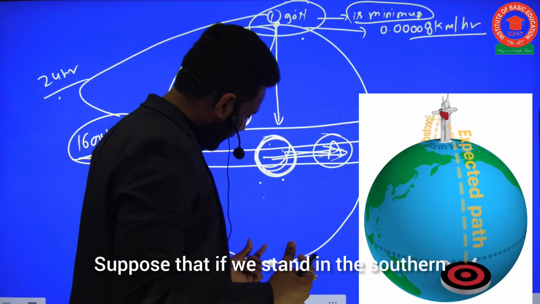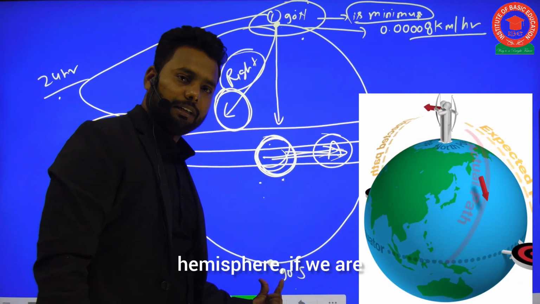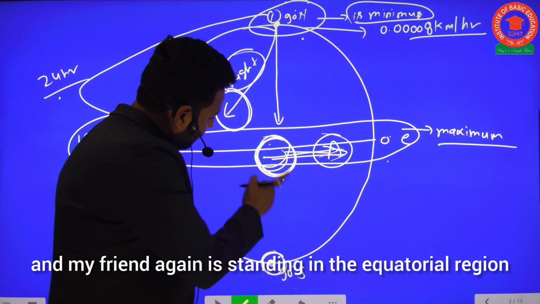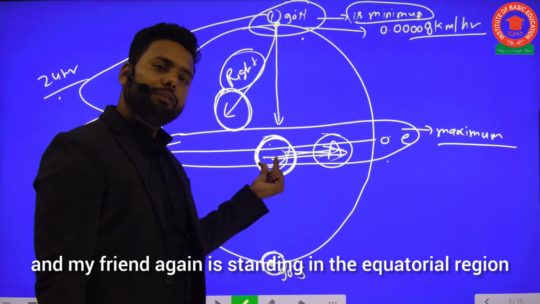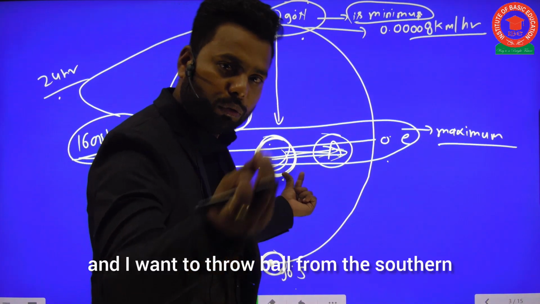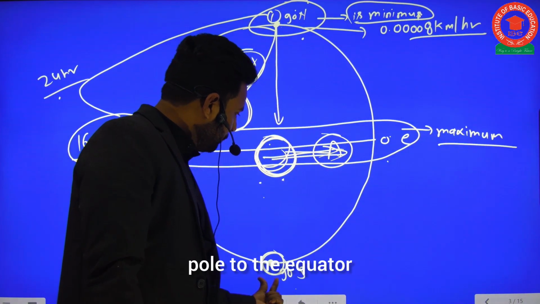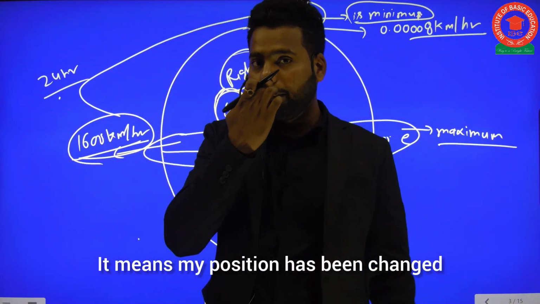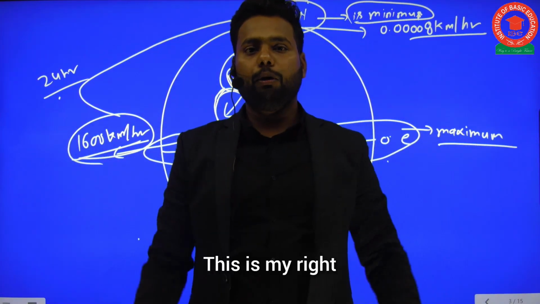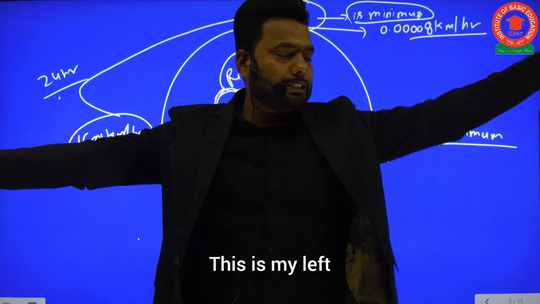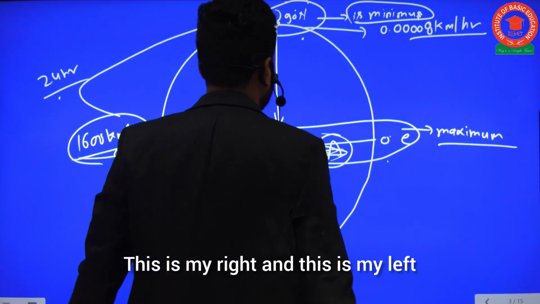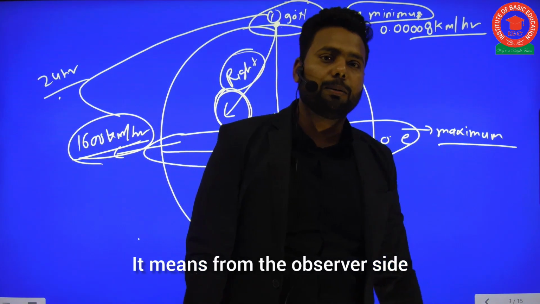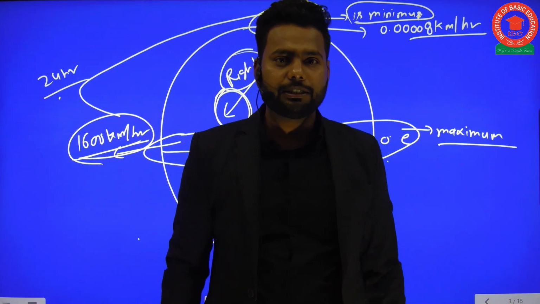Suppose that if we stand in the southern hemisphere, if we are standing at the southern pole and my friend again is standing in the equatorial region, and I want to throw the ball from the southern pole to the equator, मैं फिर वहीं से फेंक रहा हूँ. देखो, it means my position has been changed. नॉर्दर्न पोल पे खड़ा था तो this is my right, this is my left. सदर्न पोल पे खड़ा हूं, देखो this is my right and this is my left. It means from the observer side the position has been changed.